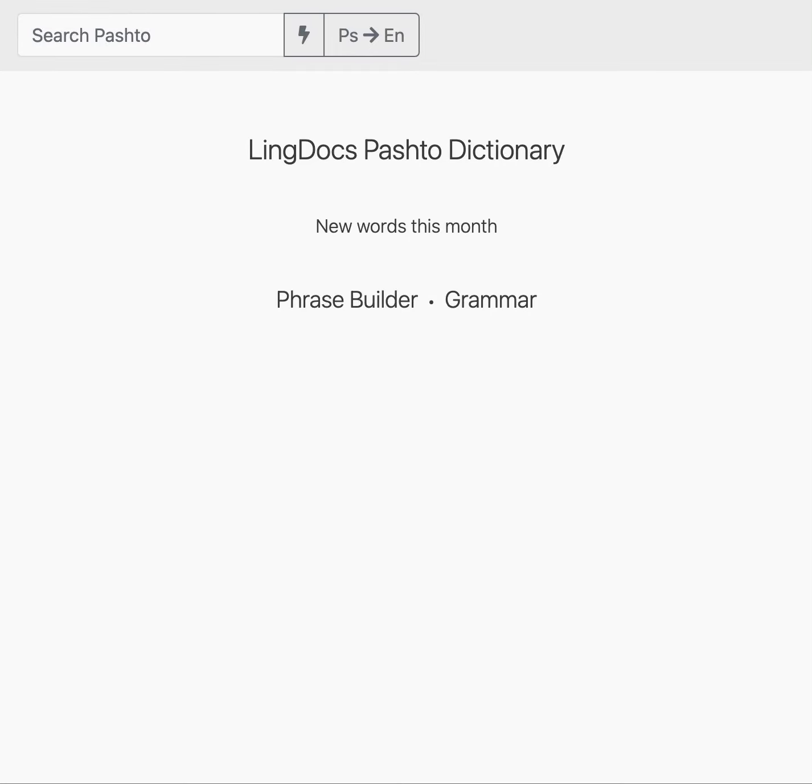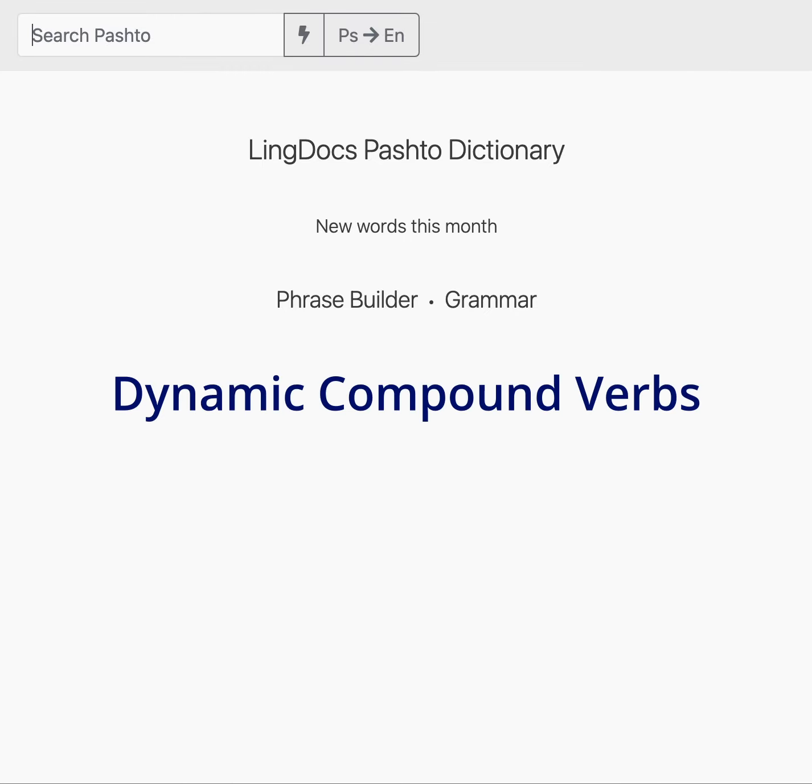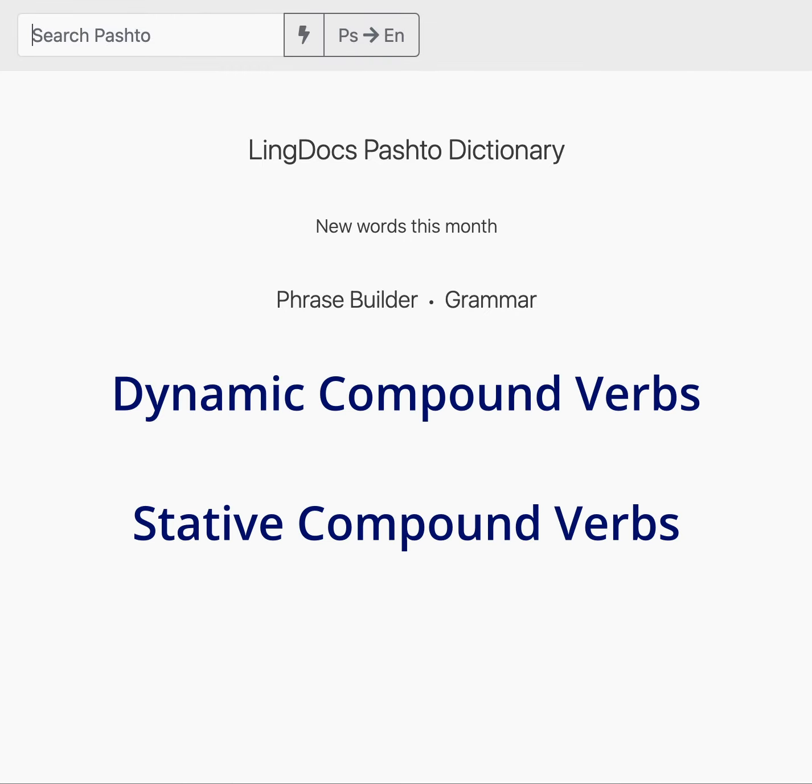Let's explore dynamic compound verbs in the Lingdoc's Pashto dictionary. Now, you'll see compound verbs a lot in Pashto. And there's actually two kinds: dynamic compound verbs and stative compound verbs. And these behave very differently.